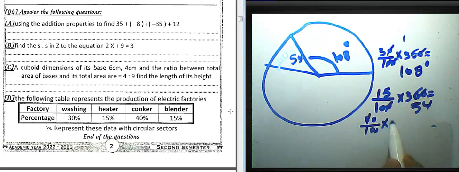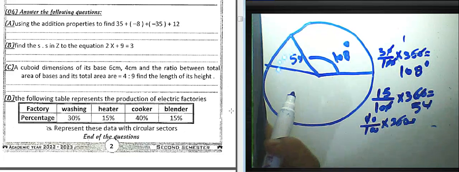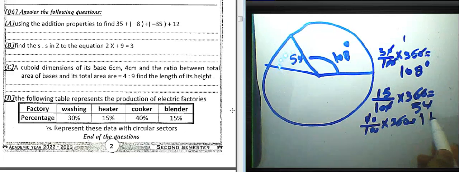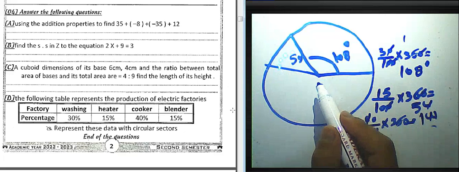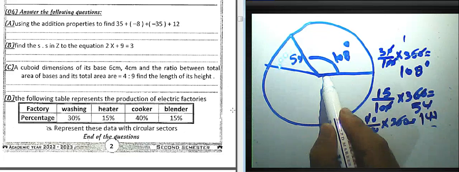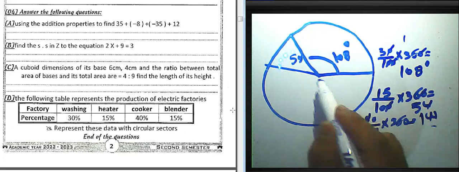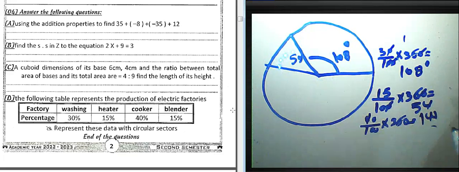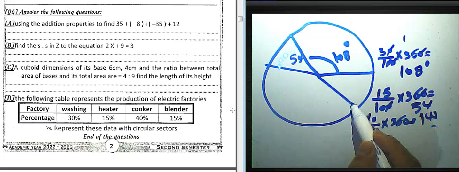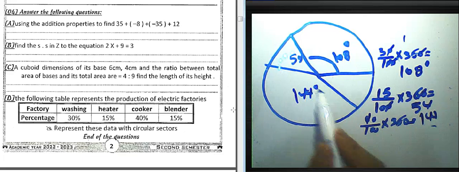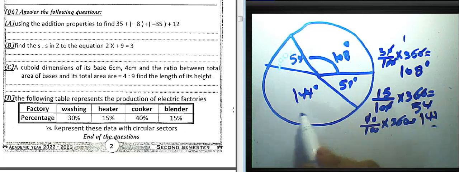And the third, 40 over 100 multiplied by 360. Use a calculator, using 40 or 4 times 36. 4 times 36 equals 144. You can use the protractor to find the result. It will be here, 144 degrees, and here 54 degrees. You can use a protractor to find the result. Very easy for you, my students.